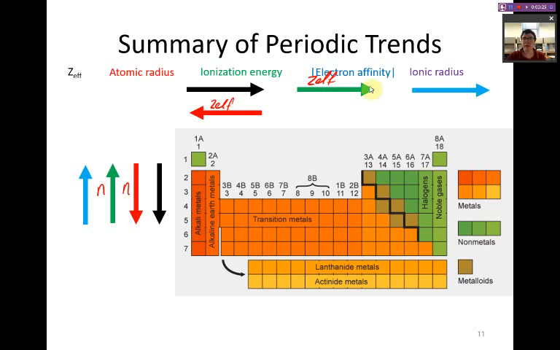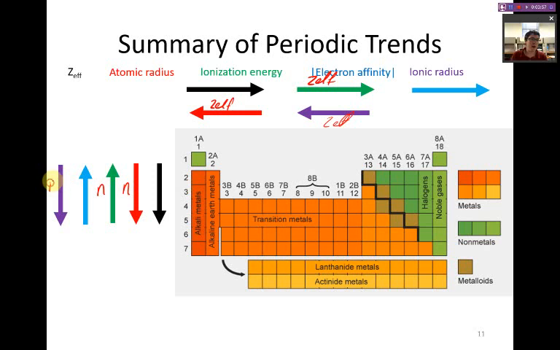Our last trend is for ionic radius. The ionic radius is going to increase as we go down a group, and it decreases as we go from left to right on the periodic table. So you'll notice that the ionic radius trend is the same as the atomic radius trend, and it's for the same reason. It's because our effective nuclear charge gets larger from left to right. Therefore, those ions are smaller.